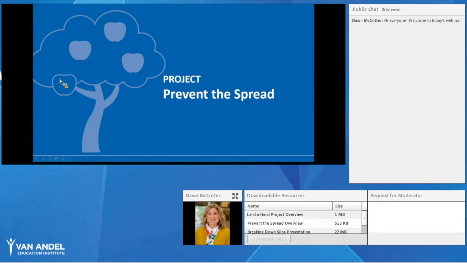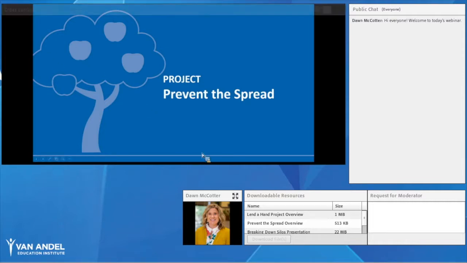So the first one is a 4th grade project called Prevent the Spread. Now I know I say 4th grade, but really the project idea could be moved up in the grades, or you could move it down as you see appropriate for your students. But the content that we connected to it, we connected to 4th grade content standards.